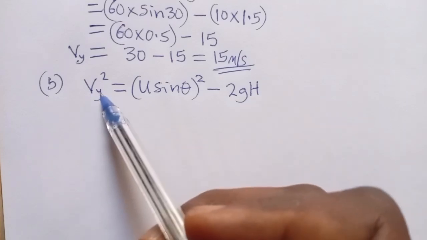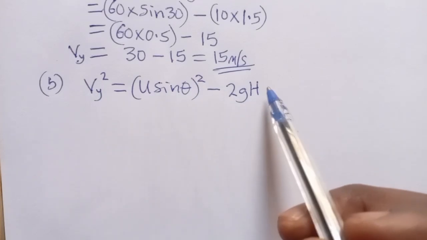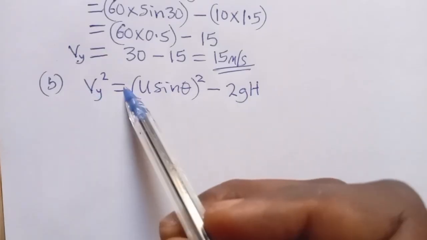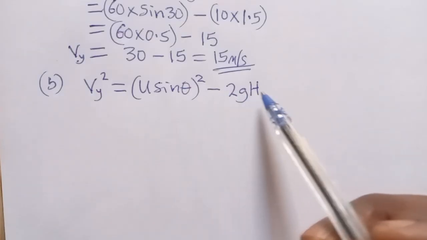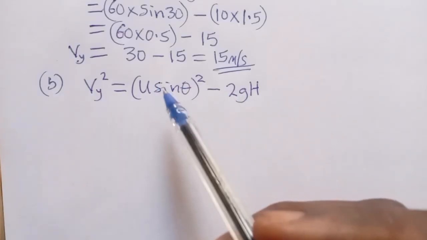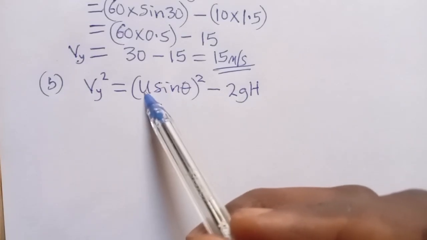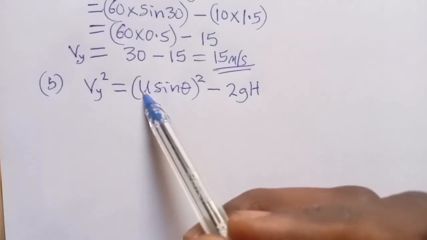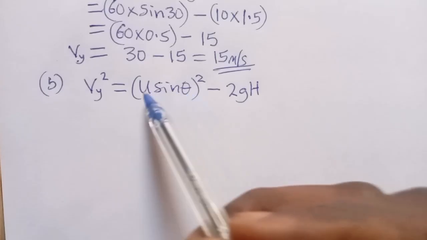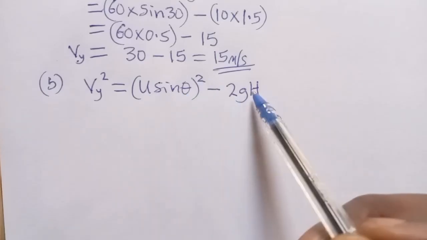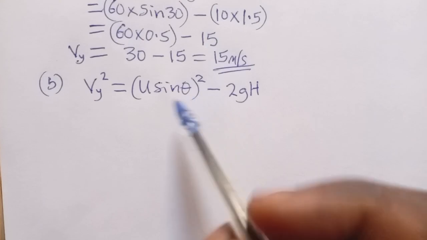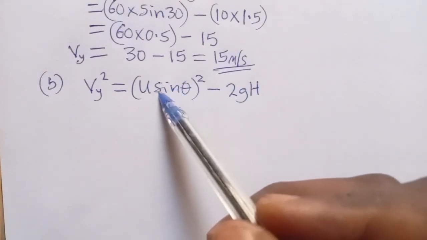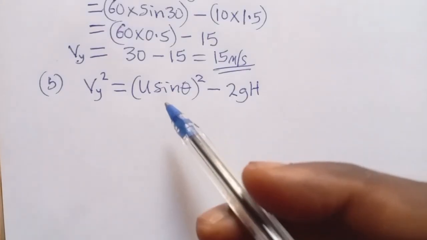Don't forget this v subscript y. Don't forget this equation is not really strange to us. It's similar to the equation that says v square is equal to u square minus 2gh. So what we just need to do there is, like I told you before, don't just use the value of u, always use the vertical component of u, which is u sine theta. So we take u sine theta and then we square it, and then minus 2gh. So all these equations are the original equations of motion, but just a little adjustment because of the angle that we have in the question.